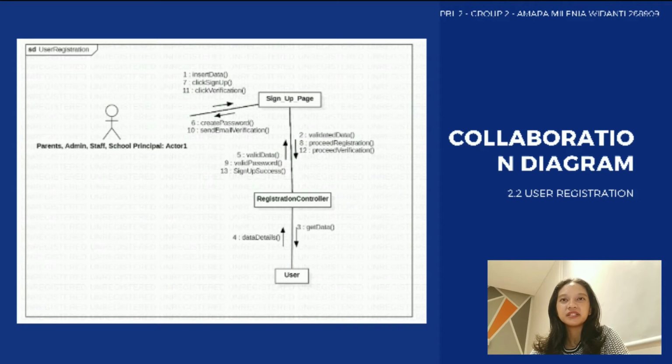And 7 is click sign up. This is a forward message from actor to sign up page. And next is proceed registration from sign up page to registration controller. And then from registration controller to sign up page, we have a valid password. And then from sign up to actor, after valid password, send email verification reserve message.